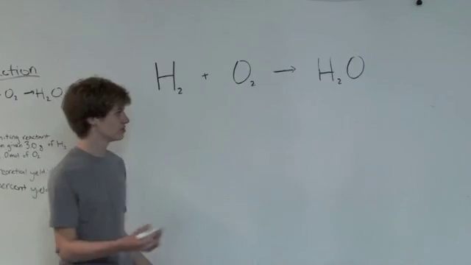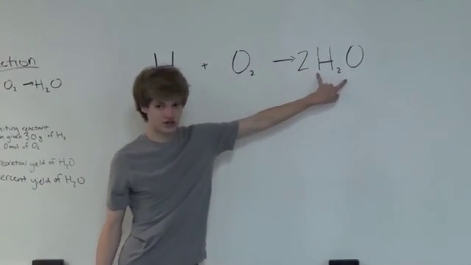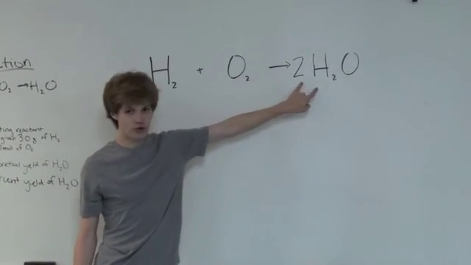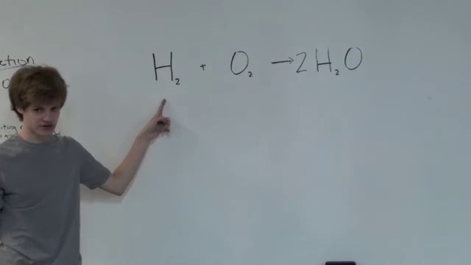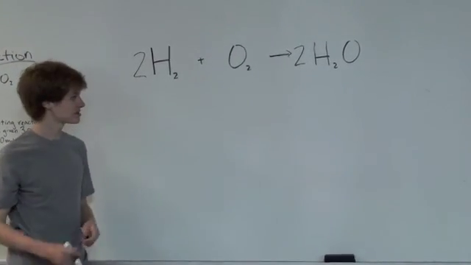So first what we need to do is put a 2 in front of the H2O, which gives us an even number of oxygens on the right and the same number of oxygens on the left. But now we have 4 hydrogens on the right and only 2 hydrogens on the left. So we need to put a 2 in front of the H2, and the equation is balanced.